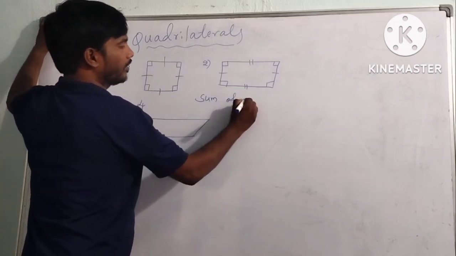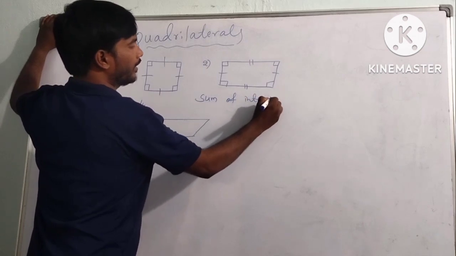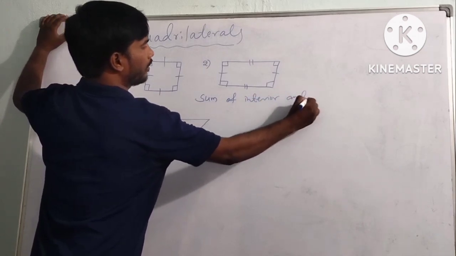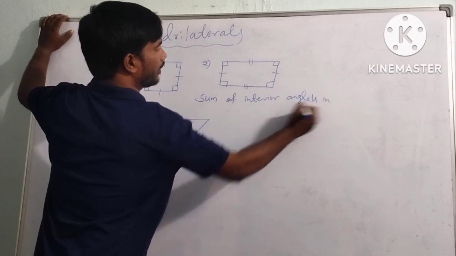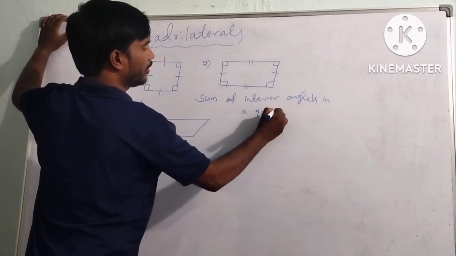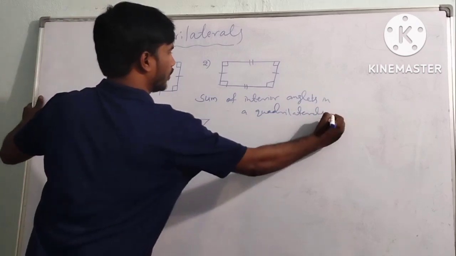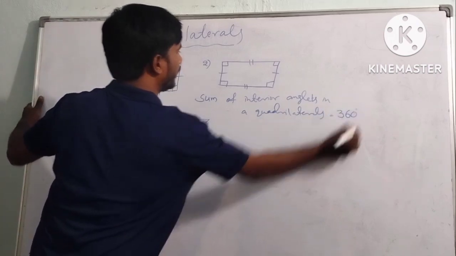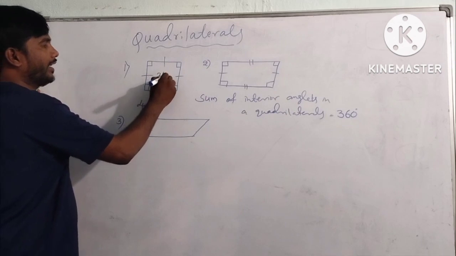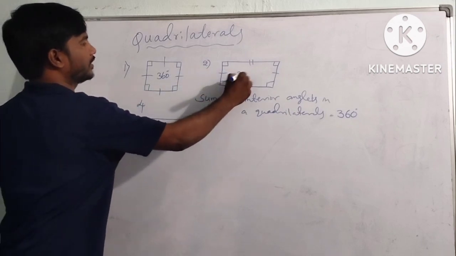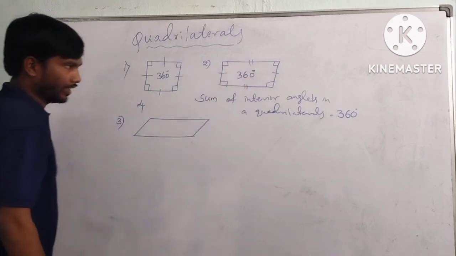Sum of interior angles in a quadrilateral is equal to how many degrees? 360 degrees. You can take any quadrilateral, the sum of interior angles is equal to 360 degrees.